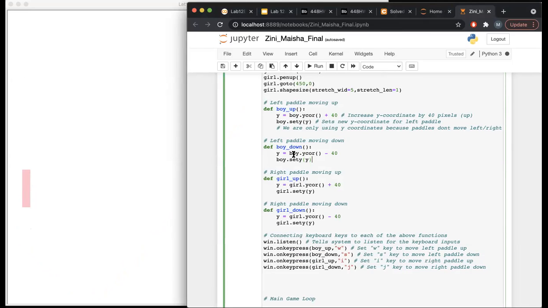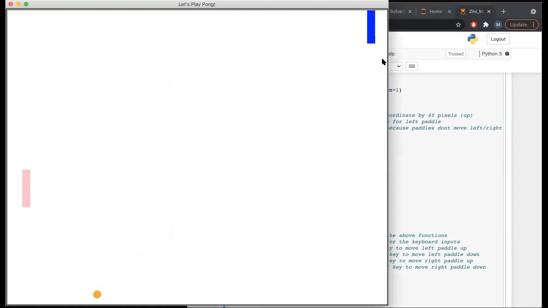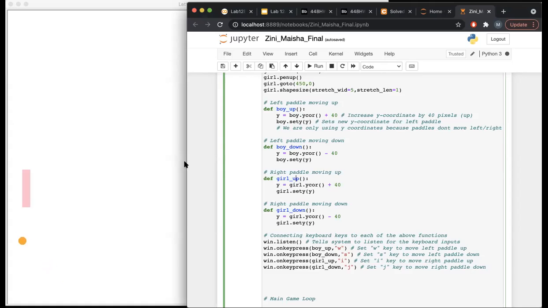And so for boy down, I did the same thing, but negative 40. So with each click, or every time you make the paddle go down, it goes down by 40 pixels. I did the same thing for the right paddle, which was girl. It was girl y coordinate plus 40 and then minus 40 for up and down.